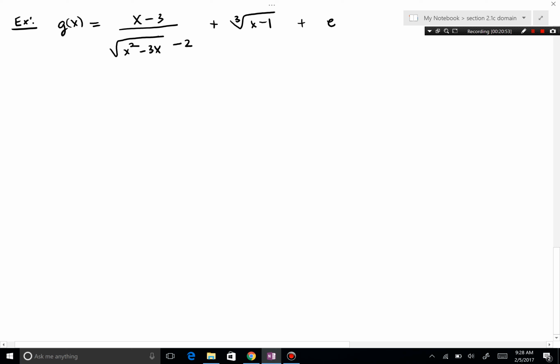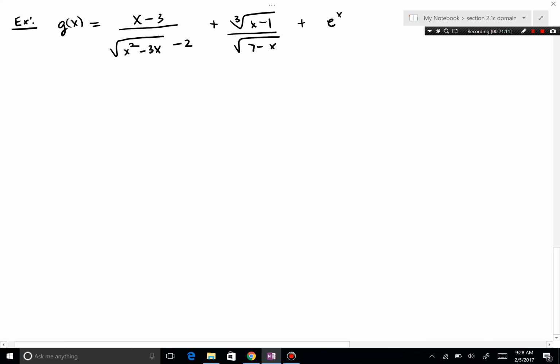Oops, I hit something. E to the x. Now, what is this going to do? Well, once again, even roots of denominators. Oh, what the heck? Let's put some more in here. The square root of x times 7 minus x. All right, the problem's finally done.